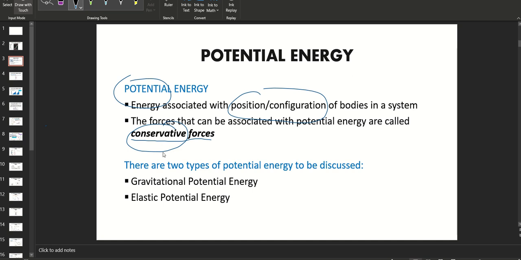So it keeps its energy. That's why I call them conservative forces, because they keep their energy, and when you release it, they release their energy as well. There are two types of potential energy here. We have gravitational potential energy, from the word gravity, and we have elastic potential energy, which was already discussed. That's like a spring, because a spring is elastic. It can be compressed, it can expand. So you have two kinds of potential energy: gravitational potential energy due to gravity, and elastic, which is like a spring.